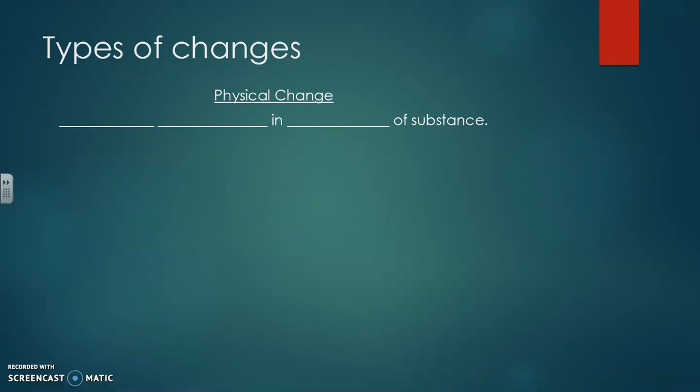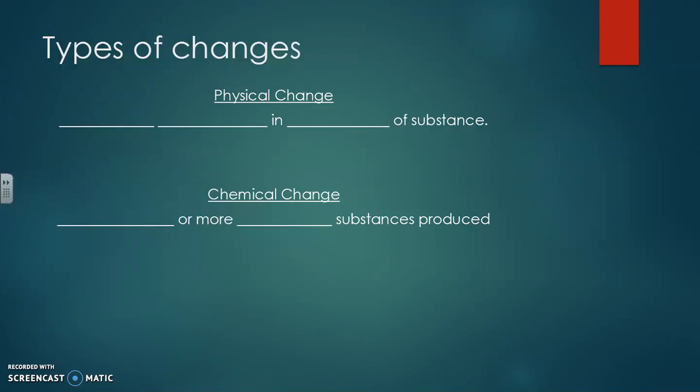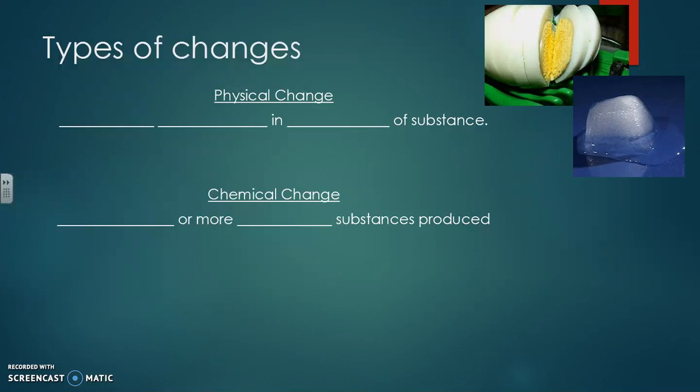Okay, types of changes that we can have. We can have physical changes and we can have chemical changes. A physical change would be like this egg here that has been sliced. It's been cut. Okay, so physical changes.